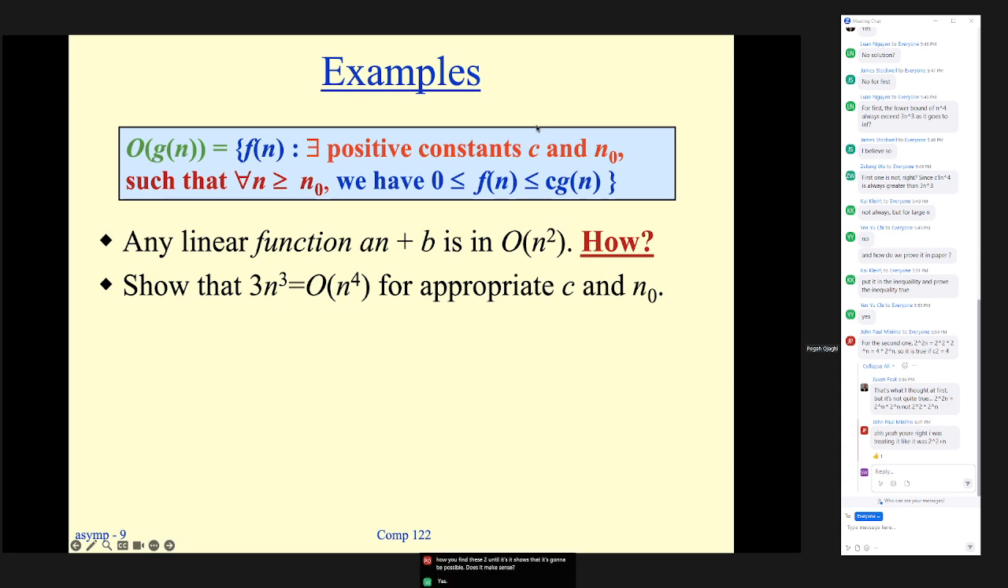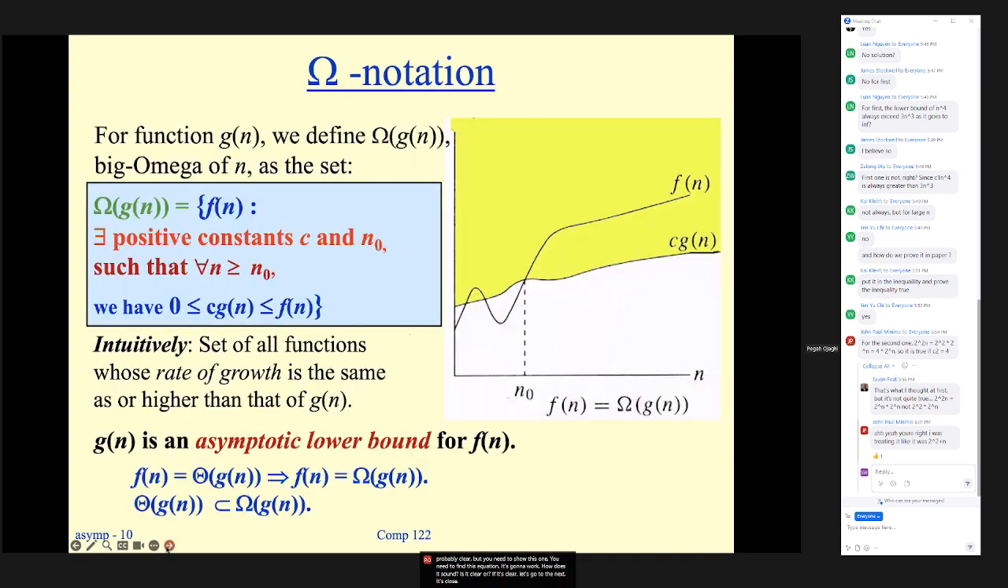This is the way that I'm going to calculate. This is the calculation, that's it. So I think that's probably clear, but you need to show this one. You need to find that this equation is going to work. How does it sound? Is it clear? If it's clear, let's go to the next. Let's close this annotation.